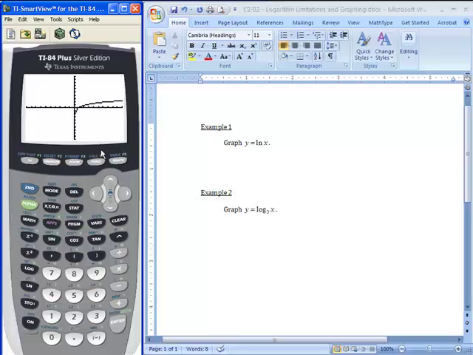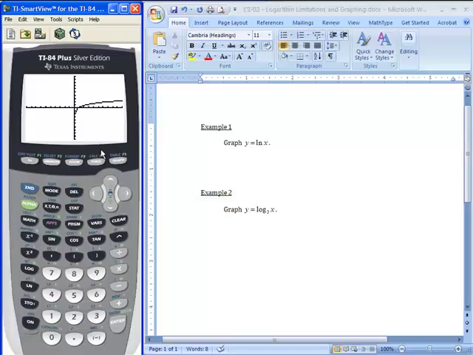All right. We can press the trace key and move around. We can pick specific values. We can go in and look at a table. We can do just about anything we want here, taking a look at this natural log function. We could replace the ln with log and do this for the base 10 logarithm, and we would still have lots of options available to us.